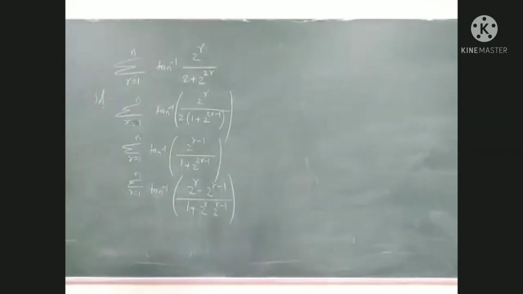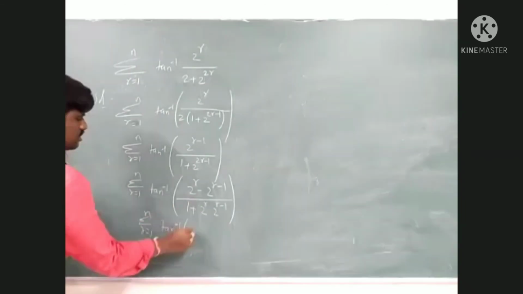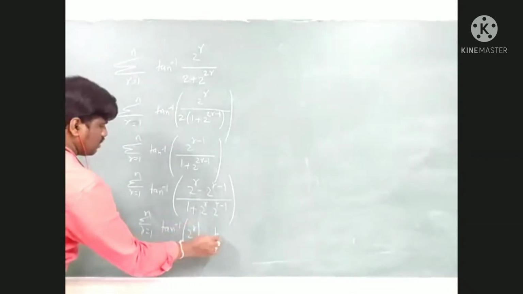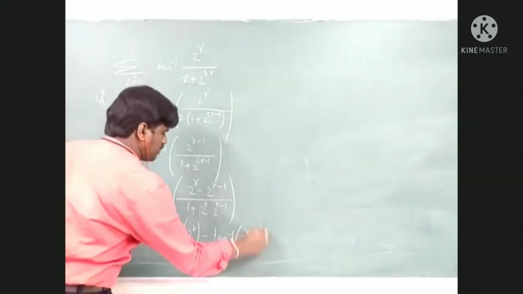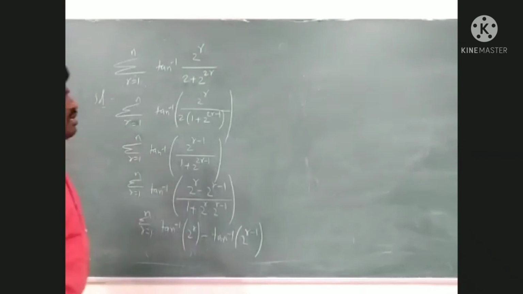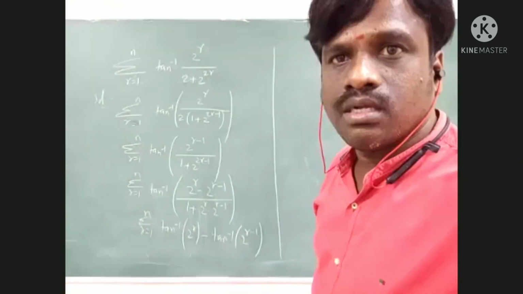Now, according to the tan inverse formula, can I write this as sigma r equal to 1 to n tan inverse 2 power r minus tan inverse 2 power r minus 1? Am I right? I can write like this. So now substitute, what happened?